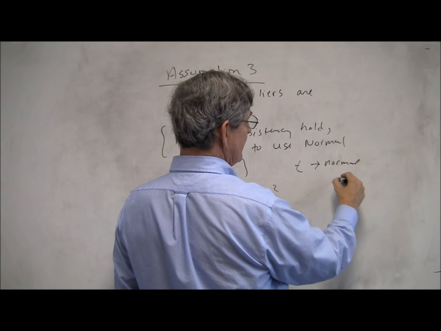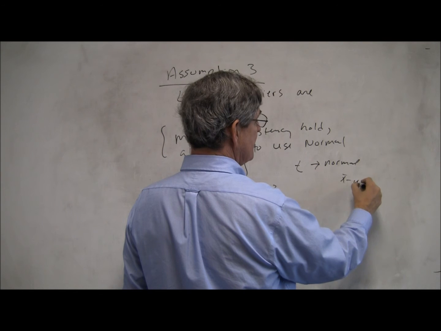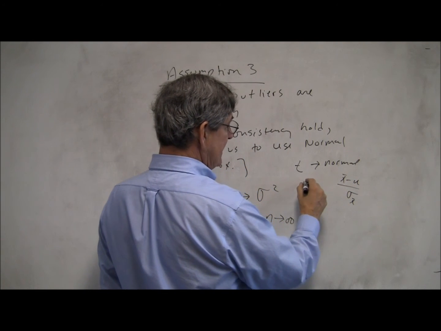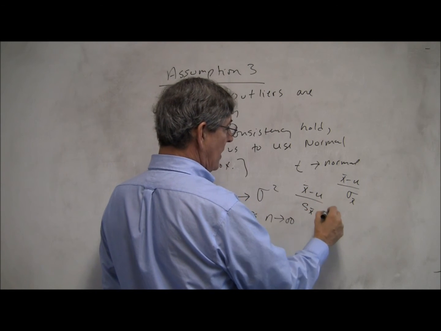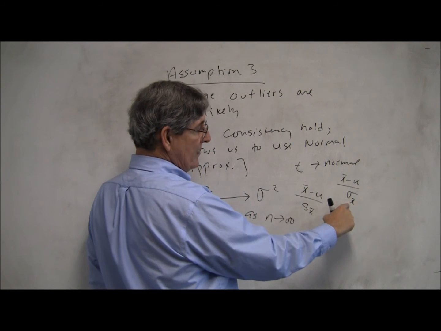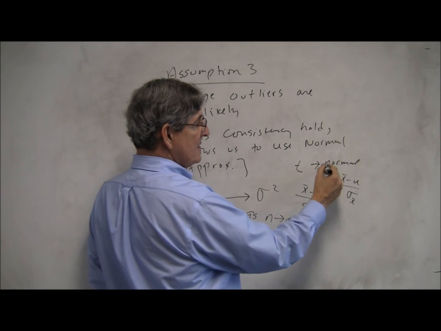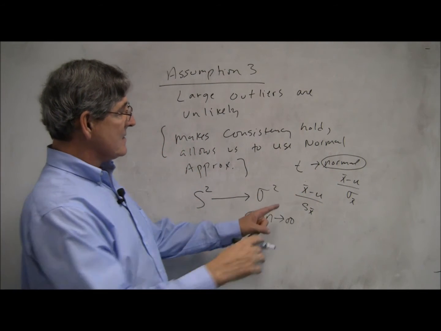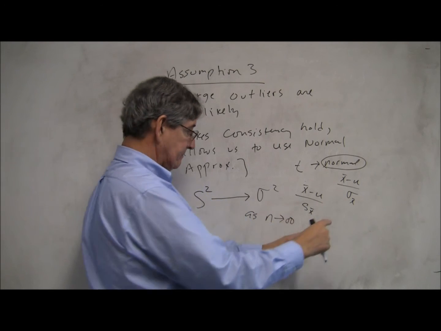With a normal test statistic, it's x bar minus mu over sigma x bar. With a t, it's x bar minus mu over s of x bar. So it's normal if we know the standard errors. It's t if we don't. But we're going to use the normal approximation to the t because it's much simpler. In order to use that normal approximation, we need this to converge to this.